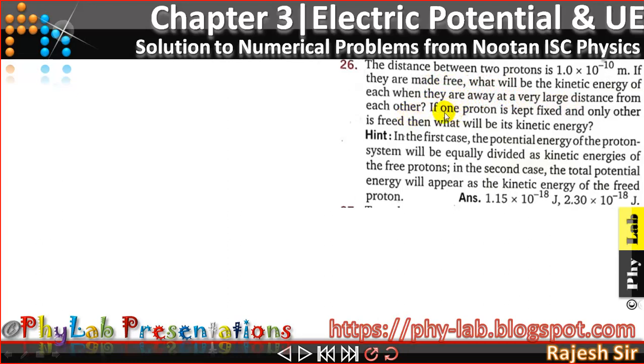And in the second case of the problem, they say if one proton is kept fixed while only the other one is made free, then what will be its kinetic energy, friends? So let's try to solve these two problems, friends.